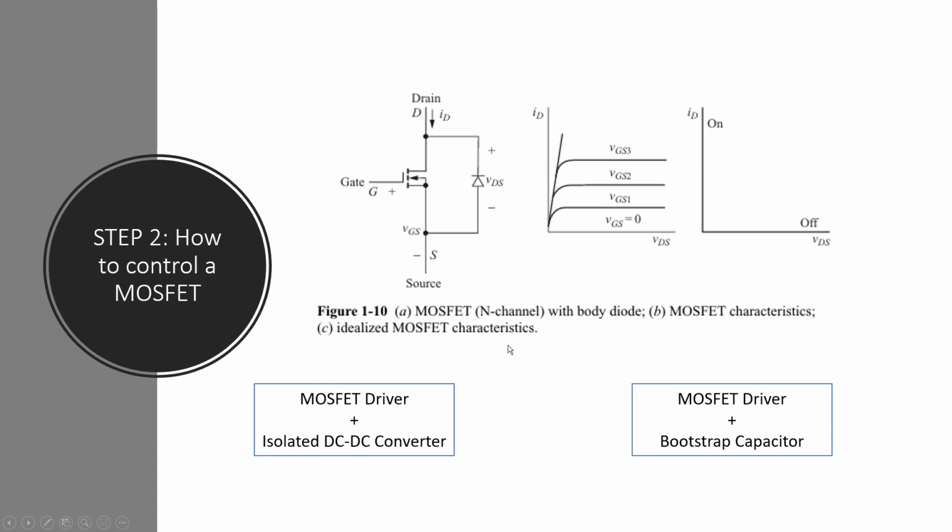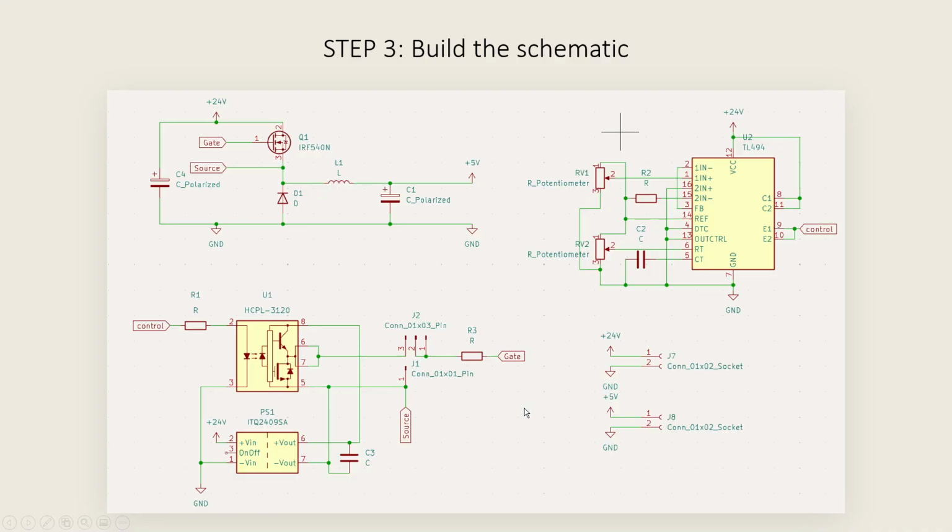For the voltage source, we can use an isolated DC-DC converter, or we can use a bootstrap capacitor, depending on what you need and the circuit design. But the easy way is the isolated DC-DC converter. And then next, we need to build the schematic.